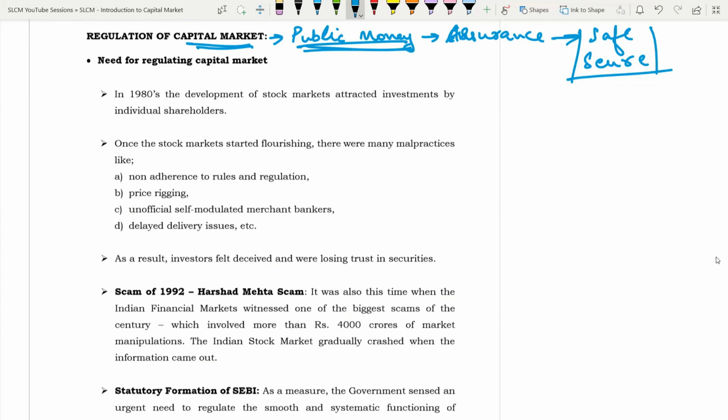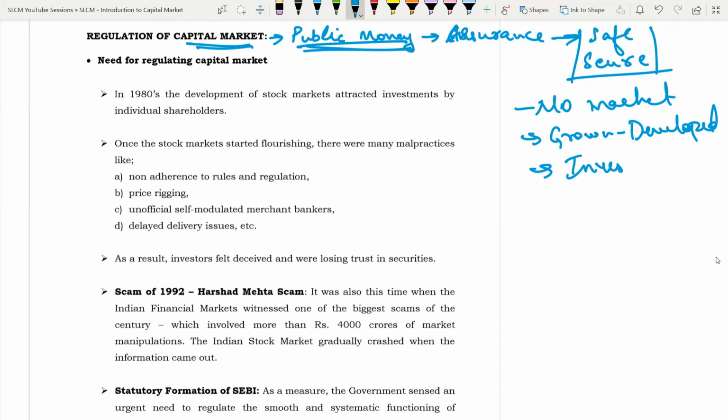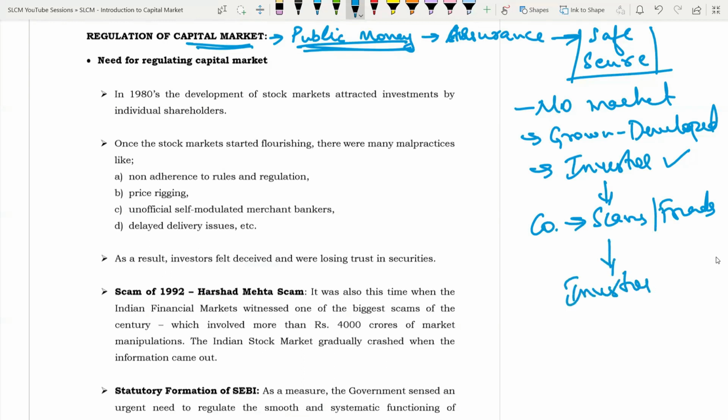Earlier there was no market as such. Then slowly the market has grown and developed over a period of time, and a lot of investors were actually investing in the market. Then came a point in time where many companies created scams; there were frauds, there was non-adherence, they were not following the rules and regulations that were created, etc. At that point in time, the investors again lost their trust. There was no trust among them that if we put our money in this market, it is going to be safe.